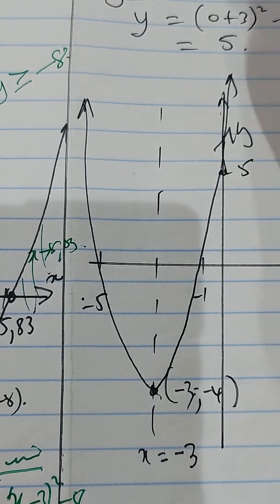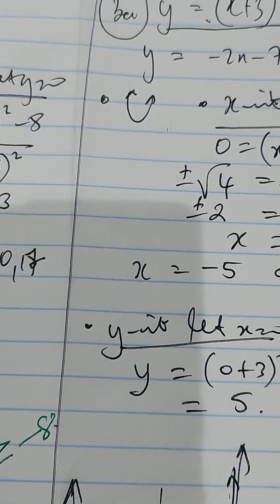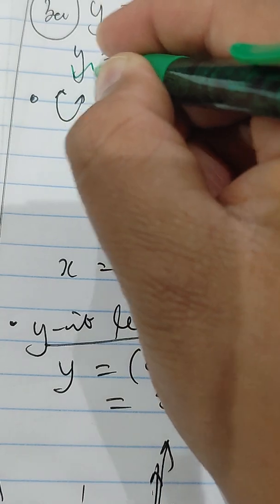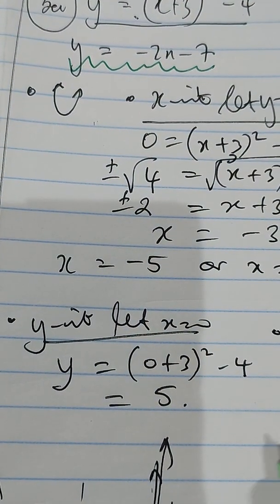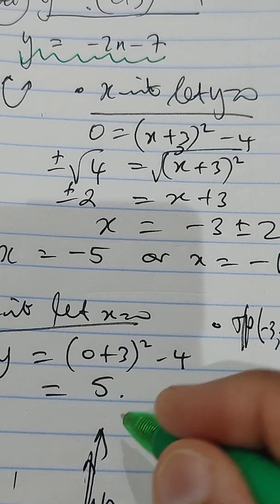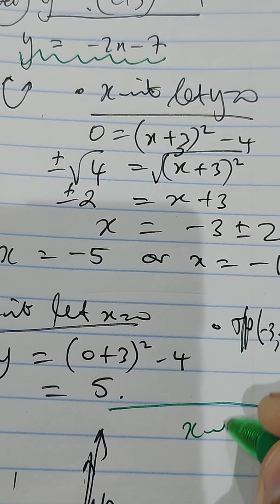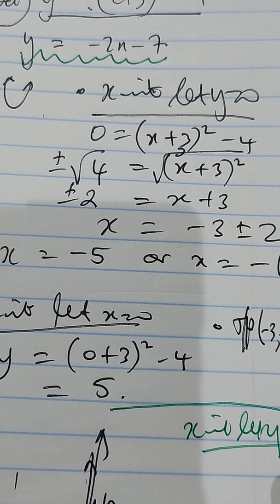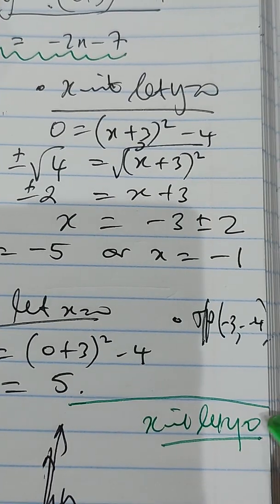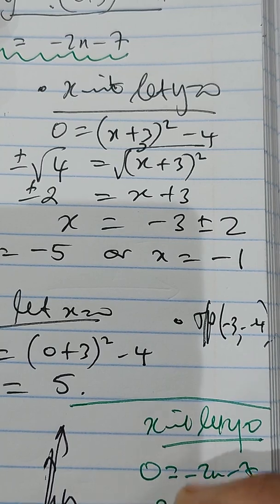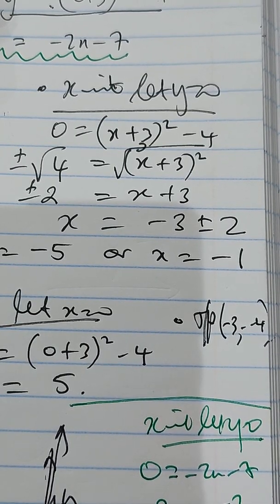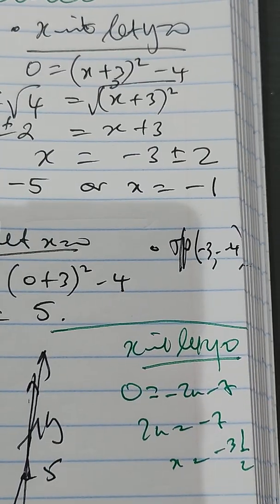So on the other hand, let's look at the straight line graph. So this one here, I'll do it in green on the side. So we have our x-intercept. What do you do for x-intercept? X-intercept, we let y equal to 0. So we got 0 equals negative 2x minus 7. So 2x is equal to negative 7, x is equal to negative 3.5. Okay, or negative 7 over 2.